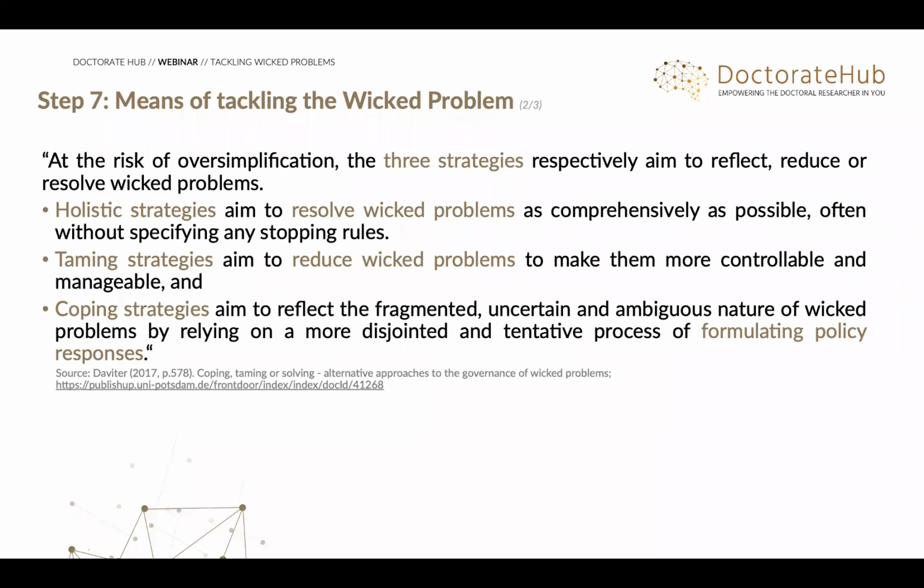Now, at the risk of oversimplification, there are three strategies that respectively aim to reflect, reduce, or resolve a WIC problem. Holistic strategies aim to resolve WIC problems as comprehensively as possible, often without specifying any stopping rules. Then you have taming strategies that aim to reduce WIC problems to make them more controllable and manageable. And then you have coping strategies that aim to reflect the fragmented, uncertain and ambiguous nature of WIC problems by relying on a more disjointed and tentative process of formulating policy responses.